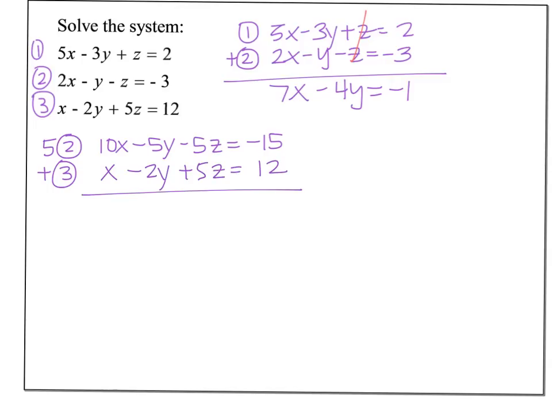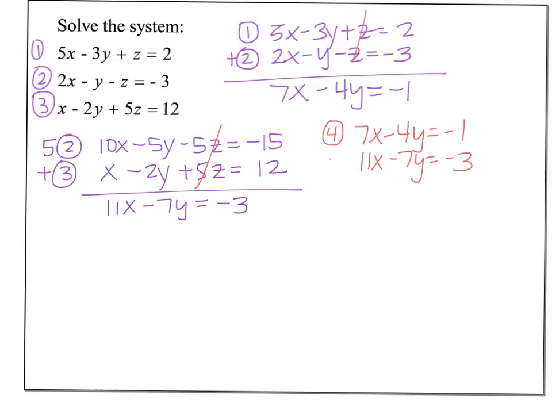And now all I have to do is add them up. I see that my z's cancel, which is what I needed. So I'm left with 11x minus 7y, and that equals negative 3. Well, this is awesome. Now I have a new system of equations. I have 7x minus 4y, and that equals negative 1, and then 11x minus 7y, and that equals negative 3. So I'm going to go ahead and label this one 4 and this one 5.